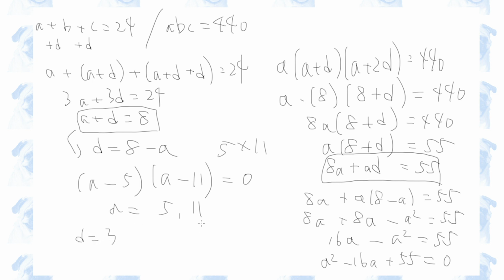On the other hand, if a is 11, we would get a negative number, but the question said c is greater than b and b is greater than a. So that means that a should be 5 and d is 3. And because a, b, c are consecutive, that means that a is 5, b is going to be 5 plus 3, which is 8, and c is going to be 8 plus 3, which is 11.